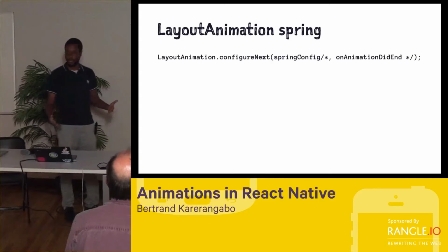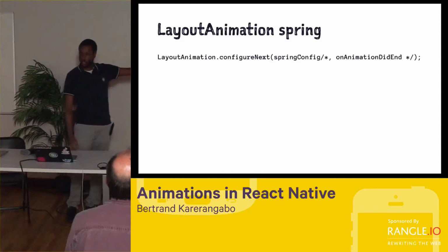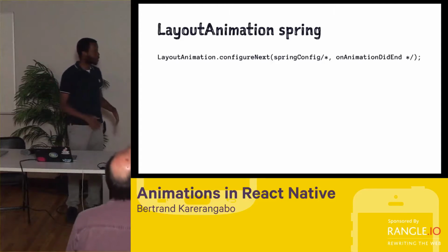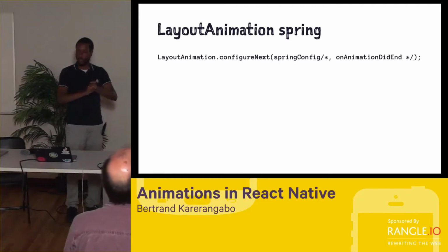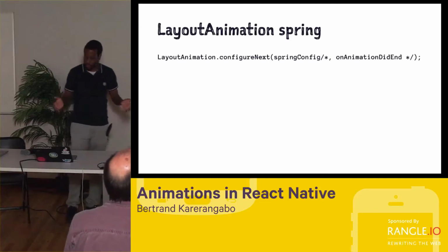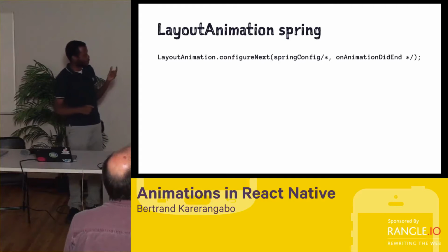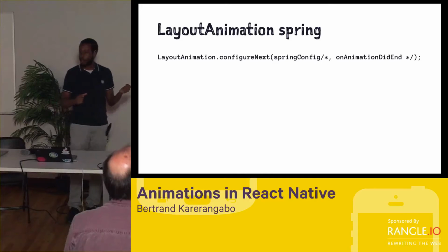So how do we use this configuration? Like I said, configure next. You pass this on to the layout animation, which you can just grab and import from React, and just say, hey, here's the configuration. This is how I want you to animate this view whenever the next layout occurs. You'll notice that there's an optional second parameter. You can put a callback here to be called when that actual animation ends. A common use case for this is cleaning up resources.